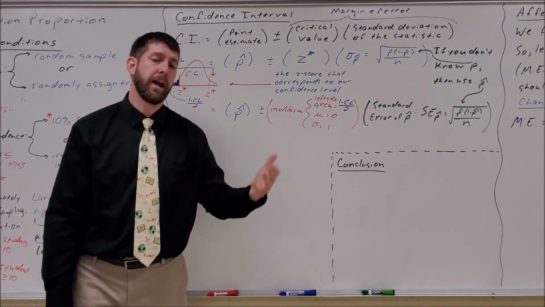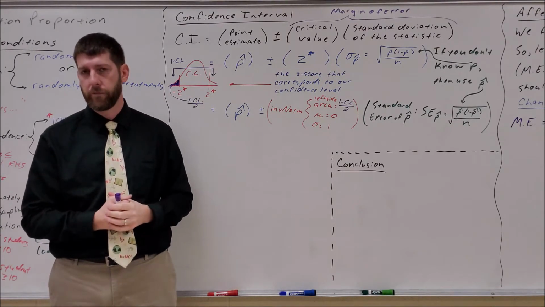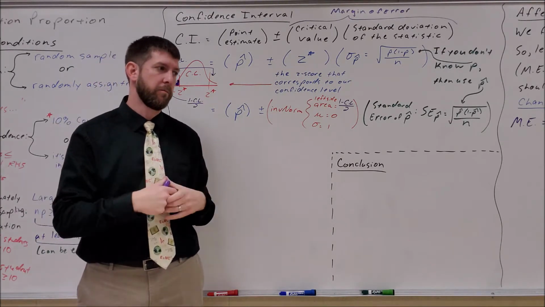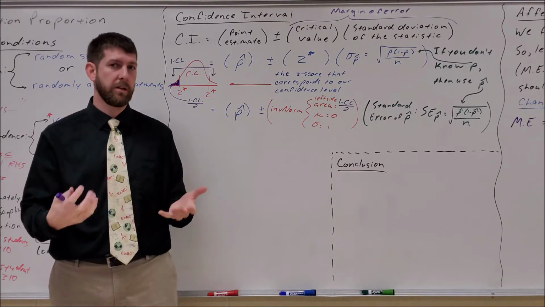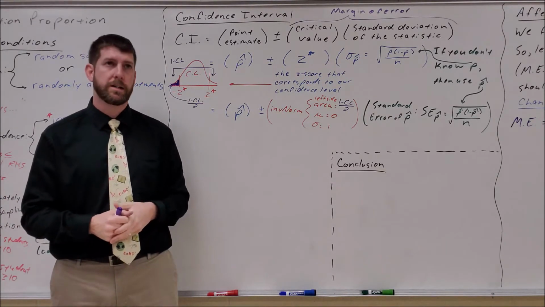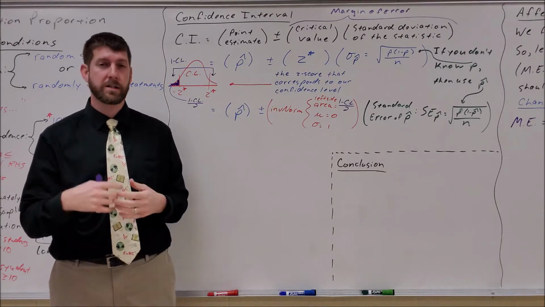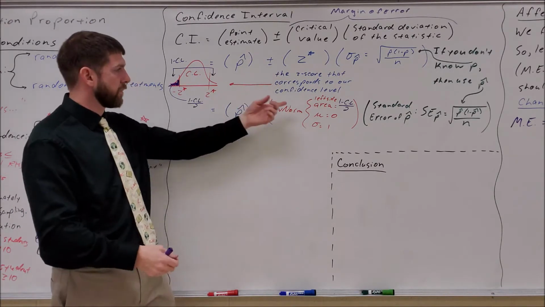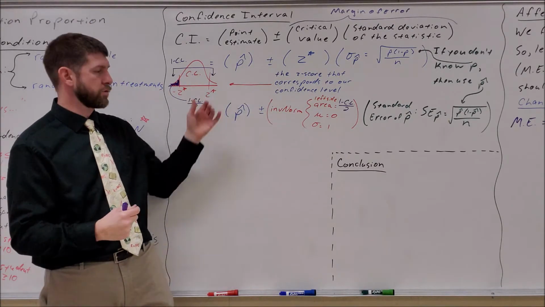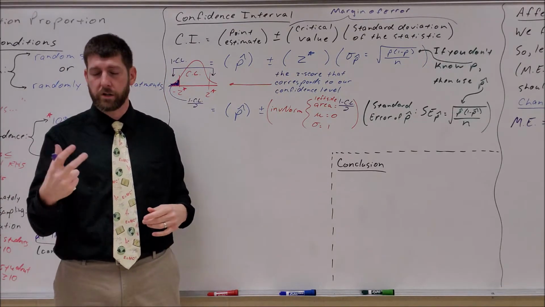So say I had an 80% confidence level: 1 minus 0.80 divided by 2 is 0.10. Say I had a 70% confidence level: 1 minus 0.70 divided by 2 is 0.15. Say that I had a 95% confidence level: 1 minus 0.95 divided by 2 is 0.025. So I know what this area is every single time without having to draw this out. It's always going to come off of the confidence level we're looking for or wanting to work with.